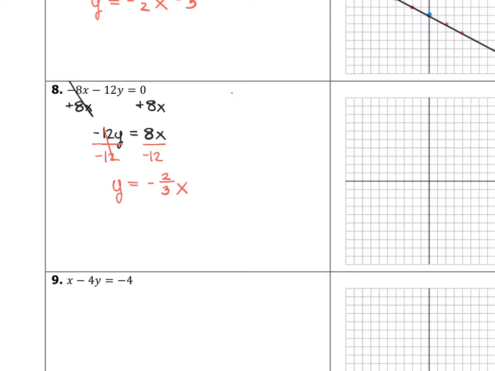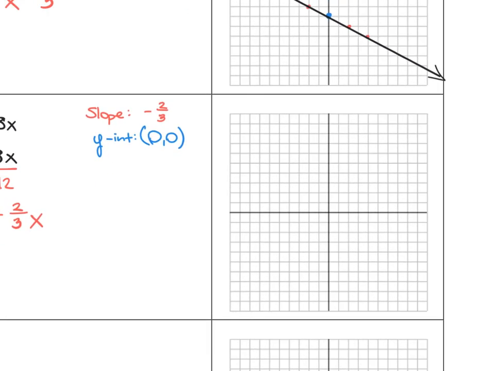The slope is negative 2/3. And since we don't have anything being added or subtracted from the x, we'll just say that the y-intercept is (0, 0). So that means that I'm going to start at the origin, and then from there I can go up 2 and left 3, or I can go down 2 and right 3.